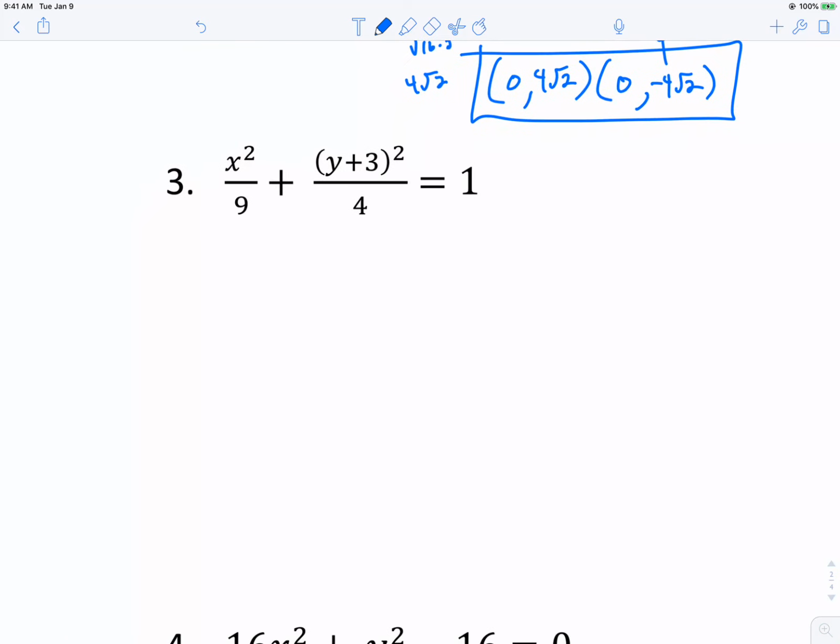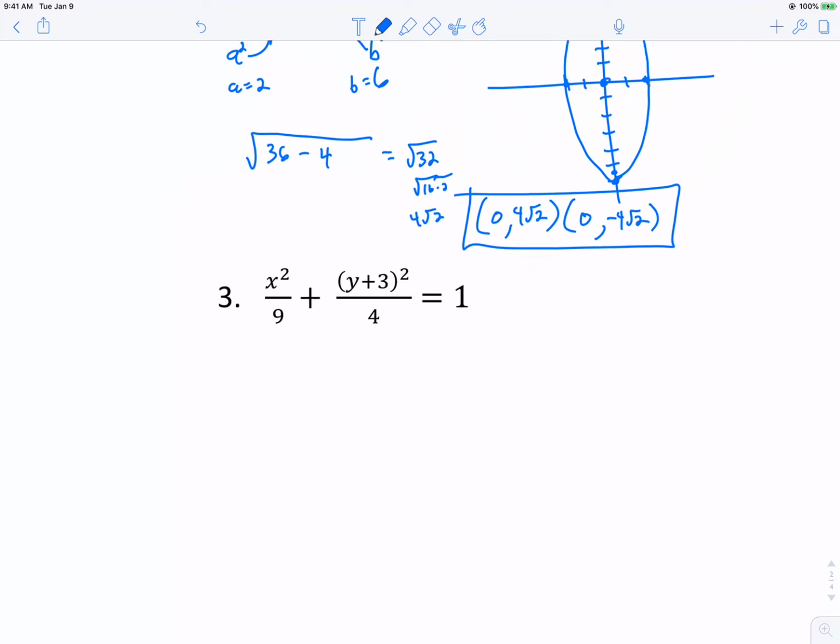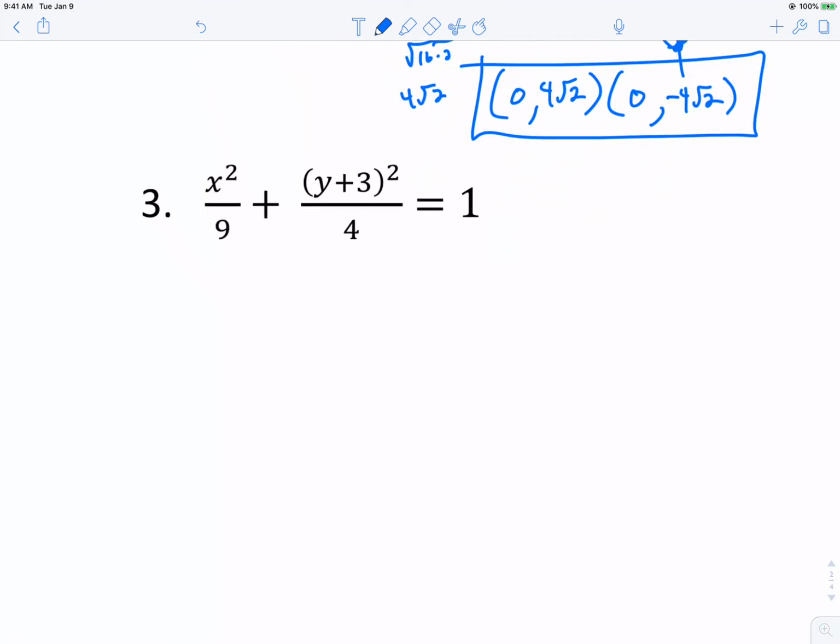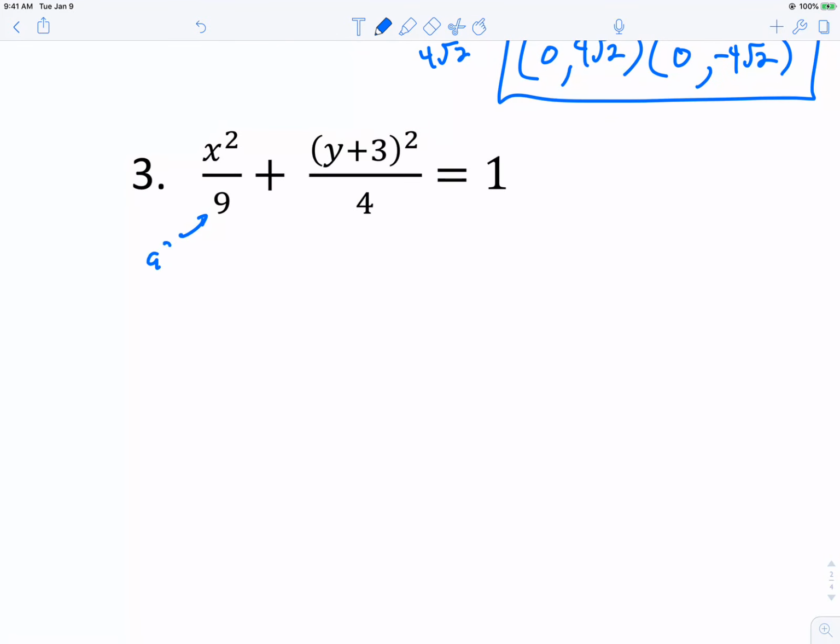All right, now let's look at this one. Everything seems to be the same as our previous ones. We're pretty good. We've got our a squared, we've got our b squared. So we know a is 3, we know b is 2. It's equal to 1, so we're good. It's addition. It's an ellipse.